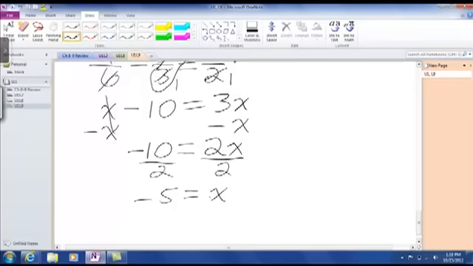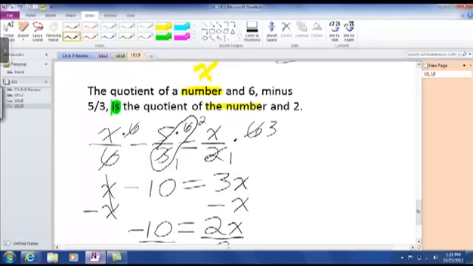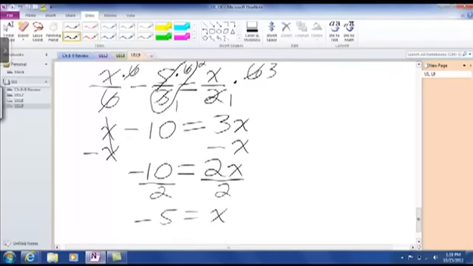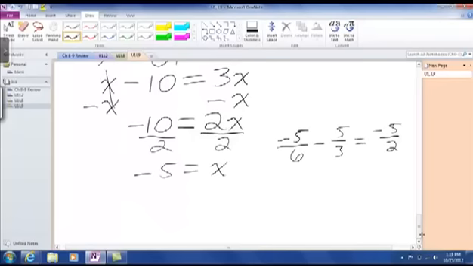Well, let's check. Is that a true statement? Let's go back to the original problem. The original problem said x over 6, so this would be negative 5 over 6 minus 5/3 is equal to the number over 2, negative 5 over 2. Well, let's see. Let's get a common denominator so we can actually compare.